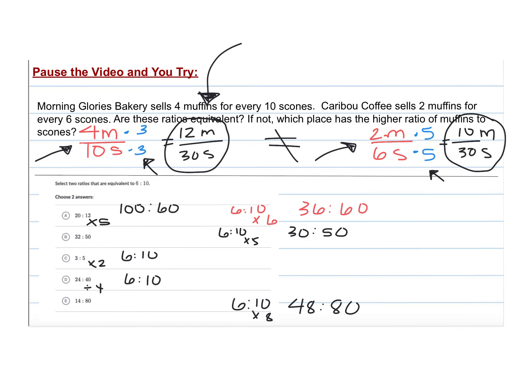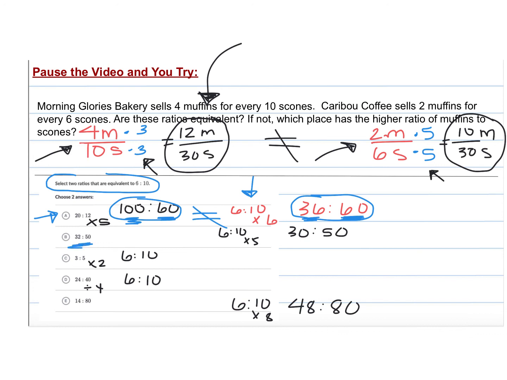For this problem, select 2 ratios that are equivalent to 6 to 10. So I started doing just a little bit of pre-work. So if I look at 20 to 12, I can see that if I multiply 12 by 5, I would get 60. And then if I multiply 10 by 6, I get 60. So basically what I'm doing is I'm getting a common denominator, or I'm getting a common second part of my ratio. And then whatever I do to one side, I have to do to the other side. So I changed this to 100 to 60. And then 6 to 10 would be the same as 36 to 60. And we can see that they are not equal when we compare with the same second part of the ratio.